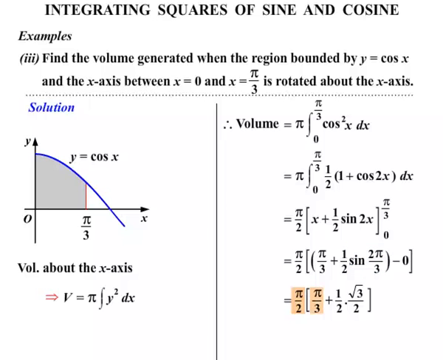So we've got pi on 2 multiplying by that pi on 3, we get pi squared on 6. And then the pi on 2 multiplying by that term, we end up getting plus √3 pi all over 8. Now, of course, it's a volume, so make sure that we put the brackets around that and answer as units cubed.